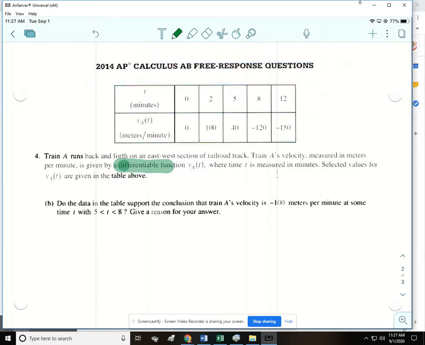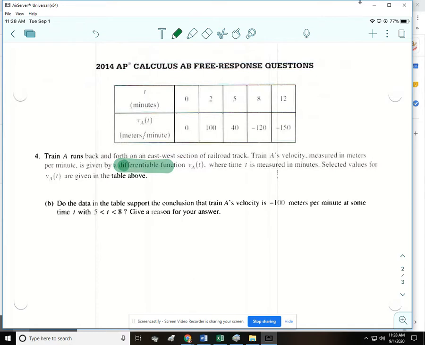So the question is, do the data in the table support the conclusion that train A's velocity is -100 meters per minute at some time t, with t between 5 and 8, and then we're going to give a reason for our answer. So this is a way that the AP exam asks you to use the intermediate value theorem, and they do not say use the intermediate value theorem to prove your answer. You have to know that that's what you do.